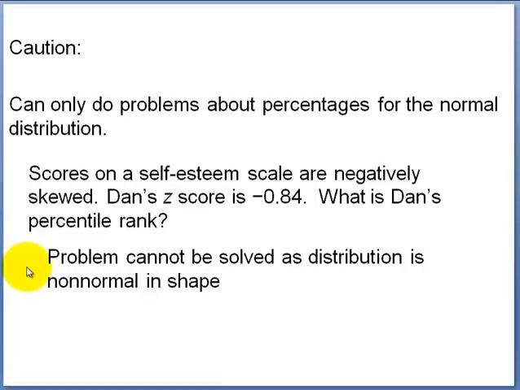Well, at least in this class, we cannot solve this problem. You are only going to be able to do percentage problems for the normal distribution. So the correct answer to this problem is: cannot be determined. The one thing we can know is that this z-score is a negative one, so what we do know is that Dan's z-score is below the mean.